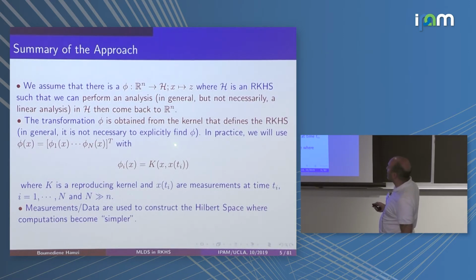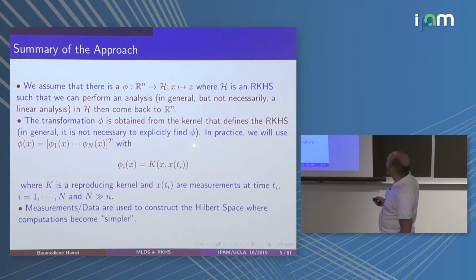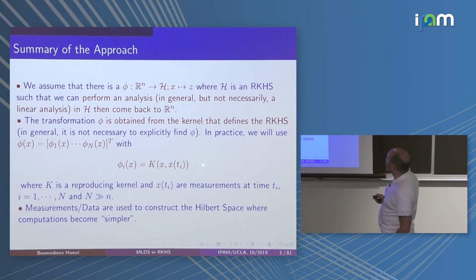So in general, it's not necessary to explicitly define the phi. And in practice, we are going to use a mapping that is constructed from the data. So k is a function of two variables. The second variable will be the one that is based on the measurements. So here, essentially, the measurements are going to be used to construct a Hilbert space where computations become simpler.